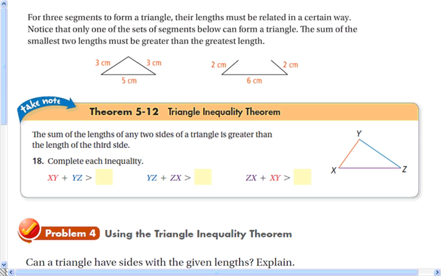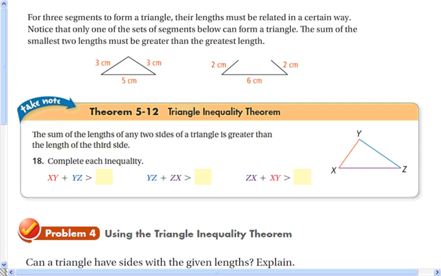All right, for three segments to form a triangle, their lengths must be related in a certain way. Notice that only one of the sets of segments below can form a triangle. The sum of the smallest two lengths must be greater than the greatest length. Otherwise, the other two sides wouldn't reach each other to form a triangle, basically is what we're saying here. So this is called the triangle inequality theorem. The sum of the lengths of any two sides of a triangle is greater than the length of the third side. So complete each of these inequalities.